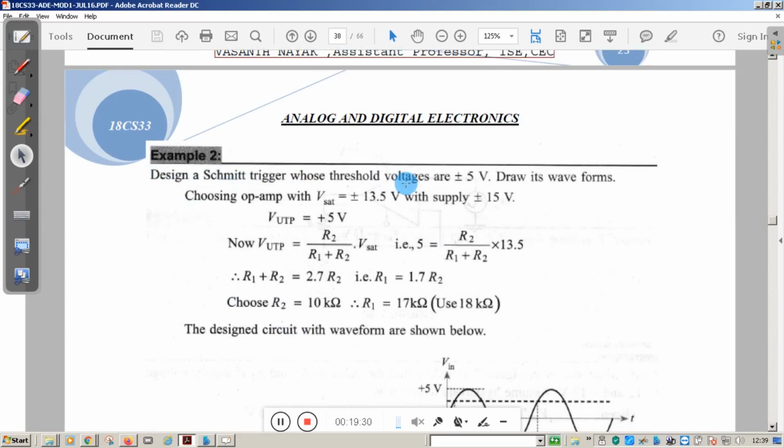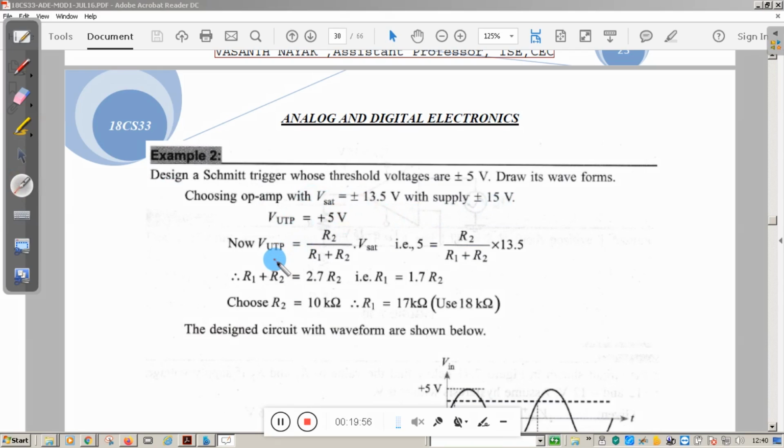Design a Schmitt trigger whose threshold voltages are plus 5 and minus 5 volts. Draw its waveform. So here we have to choose an operational amplifier with a supply voltage of plus and minus 15 volts. When the supply voltage is plus and minus 15 volts, then the saturation voltage is 90% of the supply voltage, that is 13.5, and UTP is given as plus 5 volts.